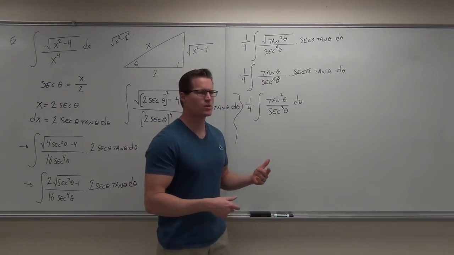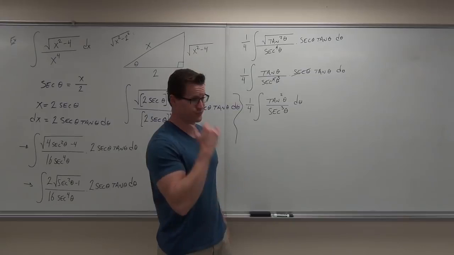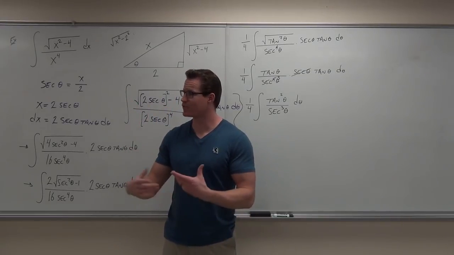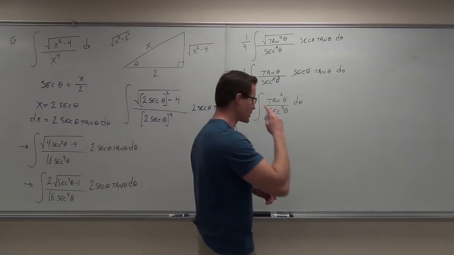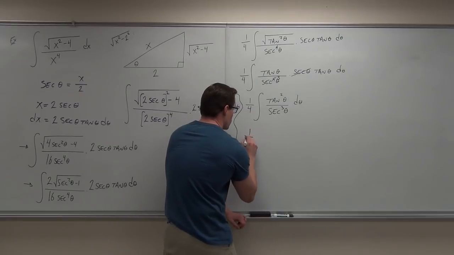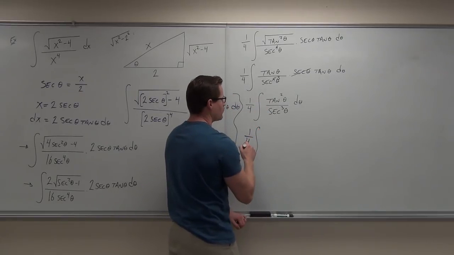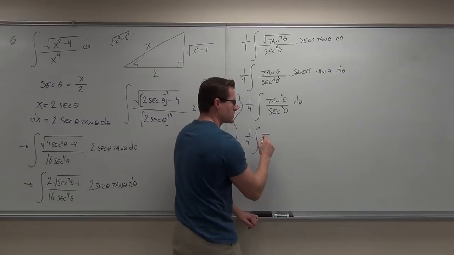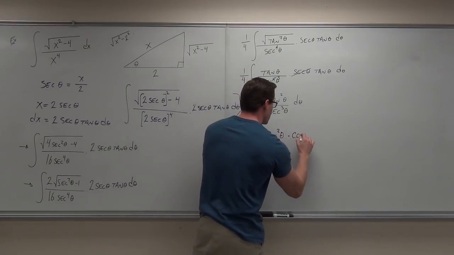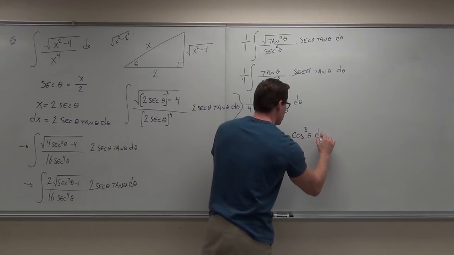Right now, there's no way I'm doing that integral. I'm looking like I have no idea. But if I change it to sines and cosines and simplify it after that, maybe we got something. So let's try it. So instead of 1/4 integral of this bunch of crap, we're going to have 1/4. I'll do this in 2 steps. This is tangent squared theta times cosine to the 3rd theta d theta.